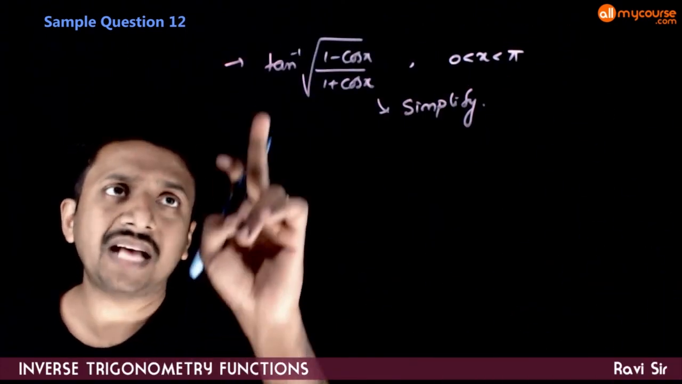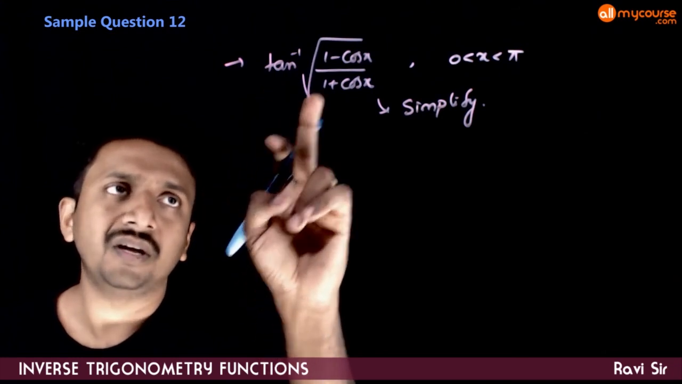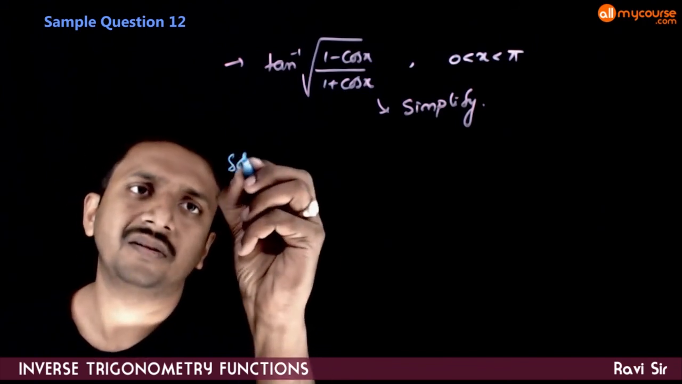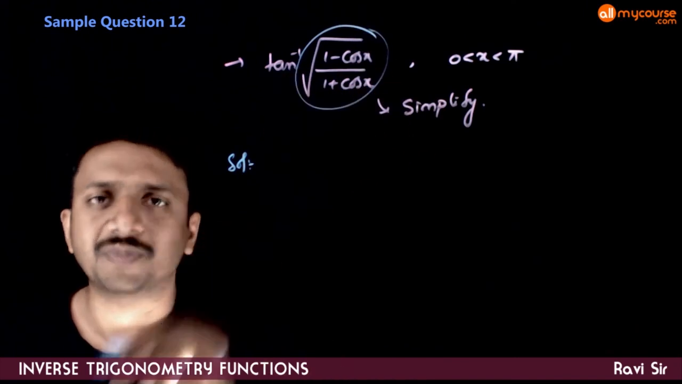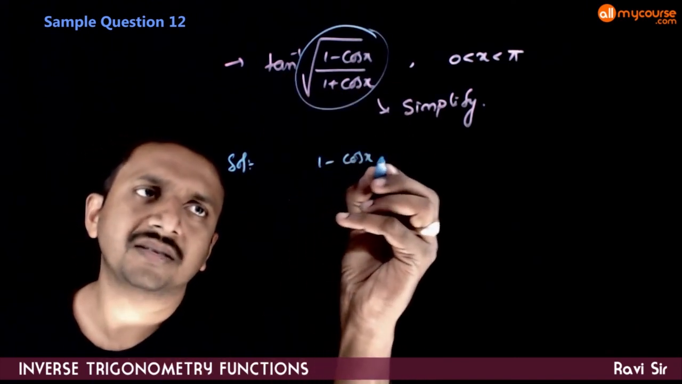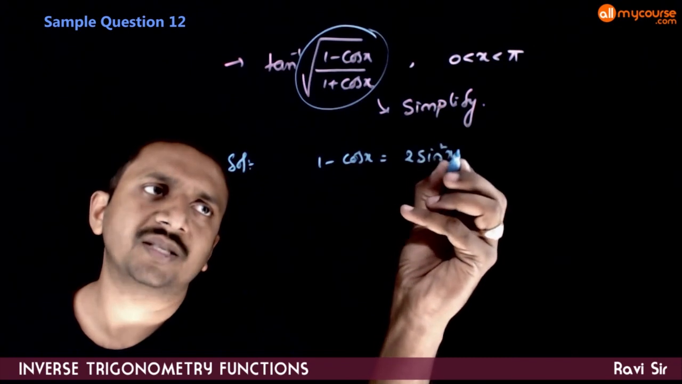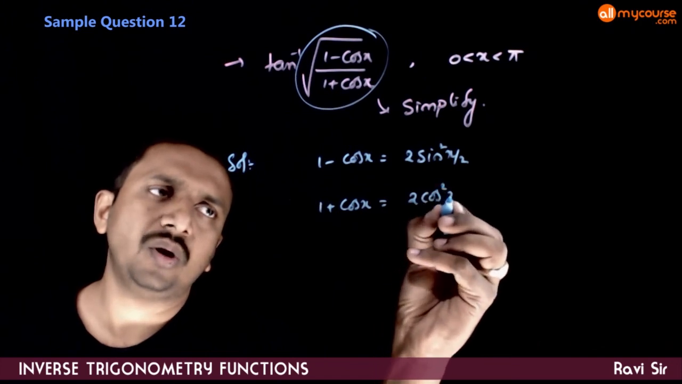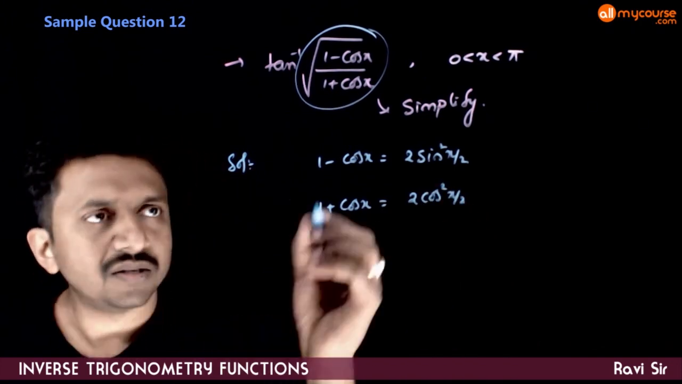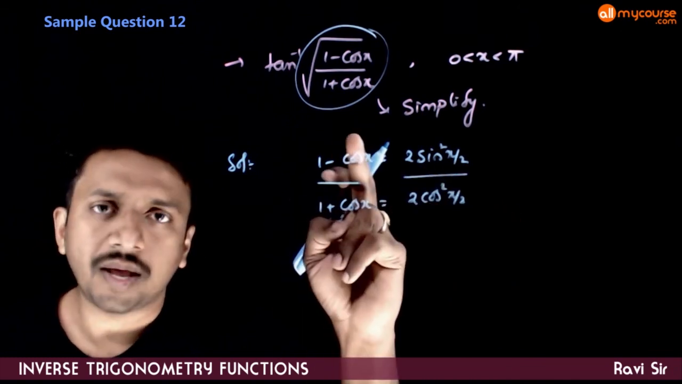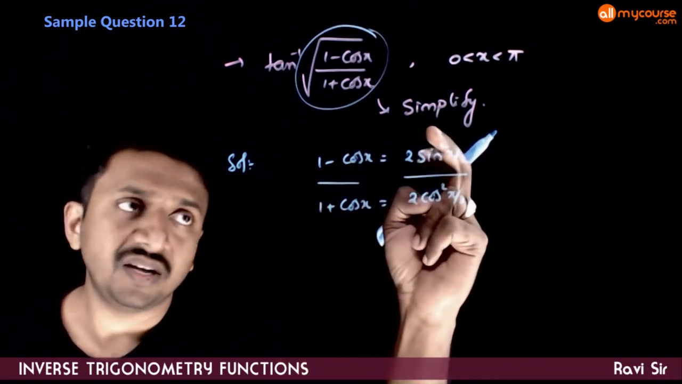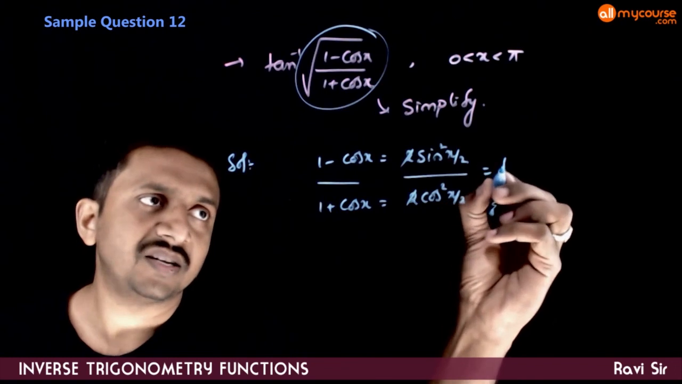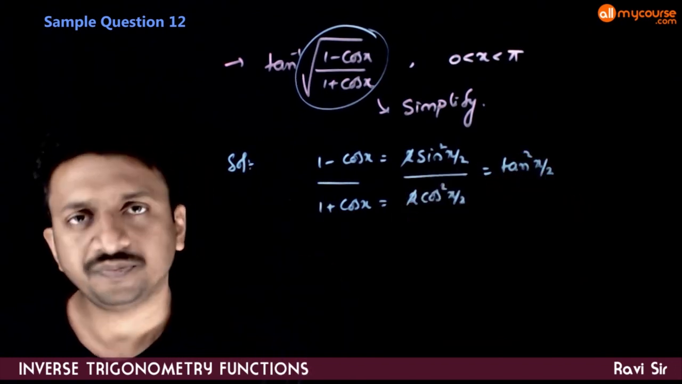In this question, we are asked to simplify tan inverse of root of 1 minus cos x by 1 plus cos x. So this is a very straightforward expression. 1 minus cos x is 2 sine square x by 2. 1 plus cos x is 2 cos square x by 2. So if you divide one with the other, 1 minus cos x by 1 plus cos x is 2 sine square x by 2 by 2 cos square x by 2. It is tan square of x by 2.